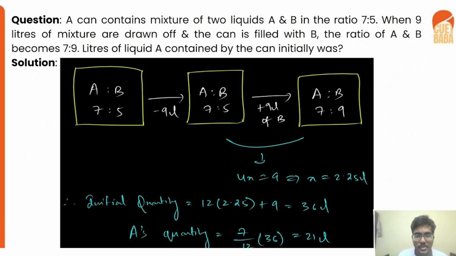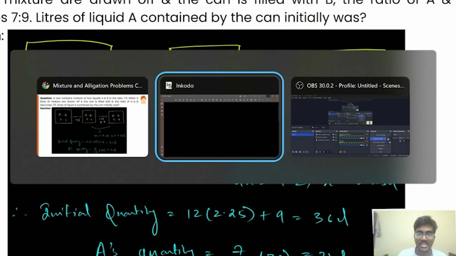A can contains mixture of two liquids, A is to B, in the ratio 7:5. When 9 liters of mixture are drawn off and that can is filled with B, the ratio of A and B becomes 7:9. How many liters of liquid A was contained by the can initially? Initially, what was the amount of A that was there? That is the question. So how do you solve this again?